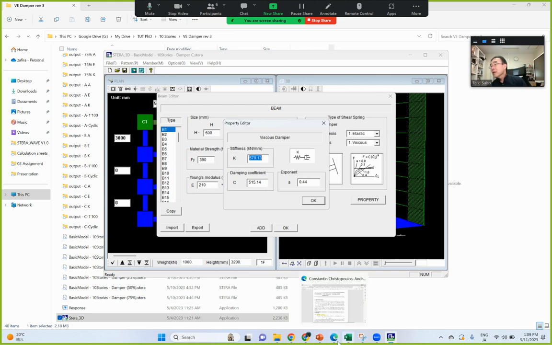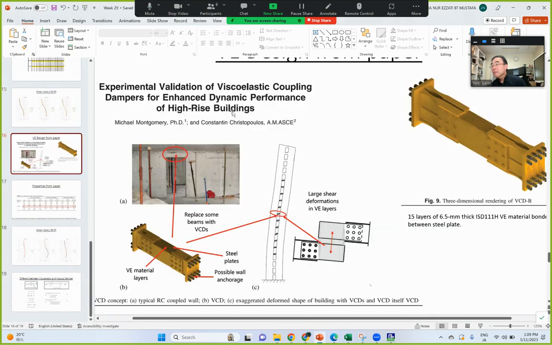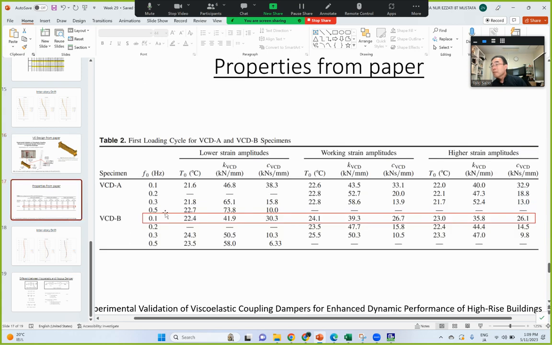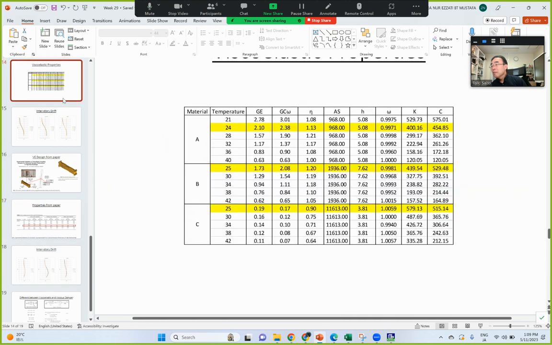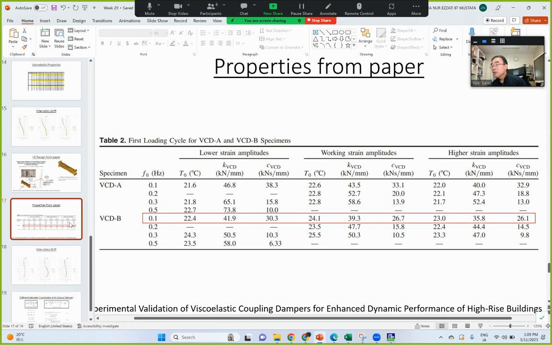I also tried another model here based on this research paper. The value is much smaller compared to the one that he gave in the book. So the result is the shape of the deflection is not much different, but it has more drift compared to the first one. So you input this property in Stirrup.